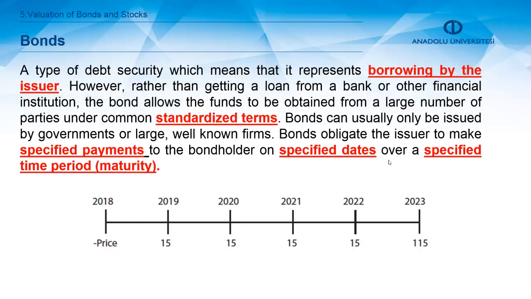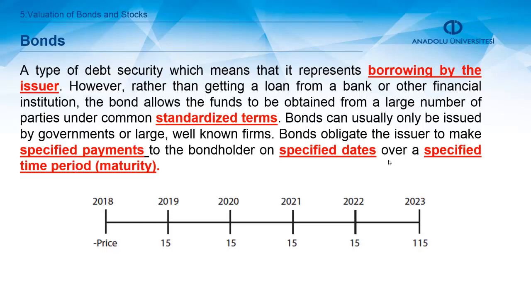So it's a debt, and in the balance sheet, the issuer records bonds to its liabilities, and investors should record this bond to its assets, short-term or long-term assets.